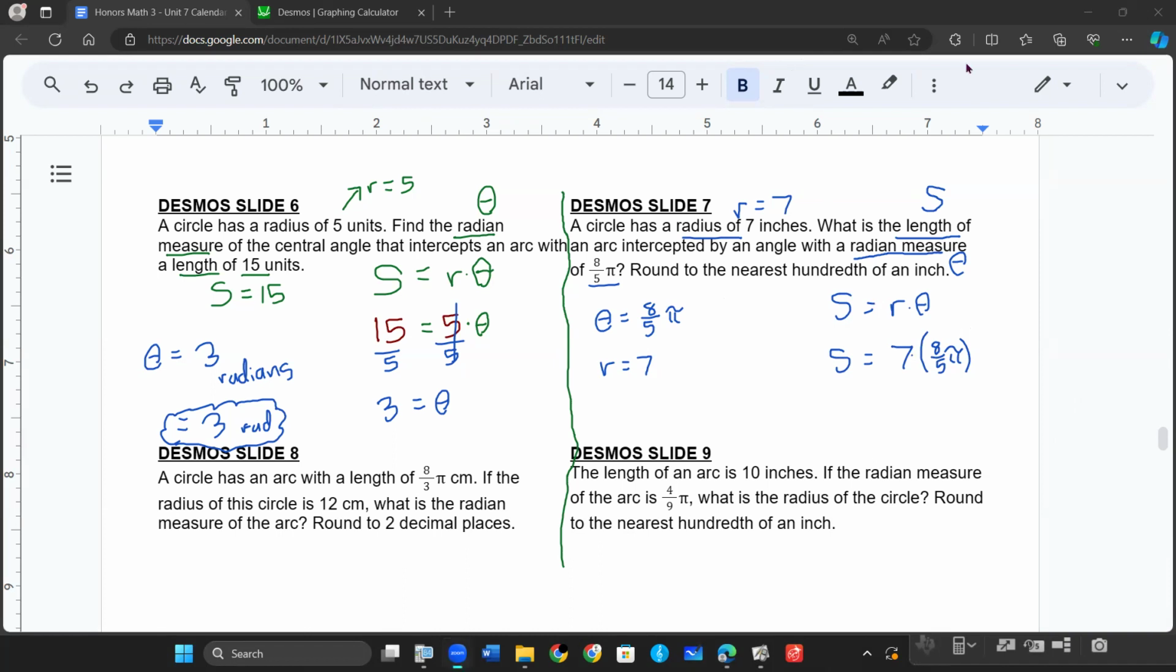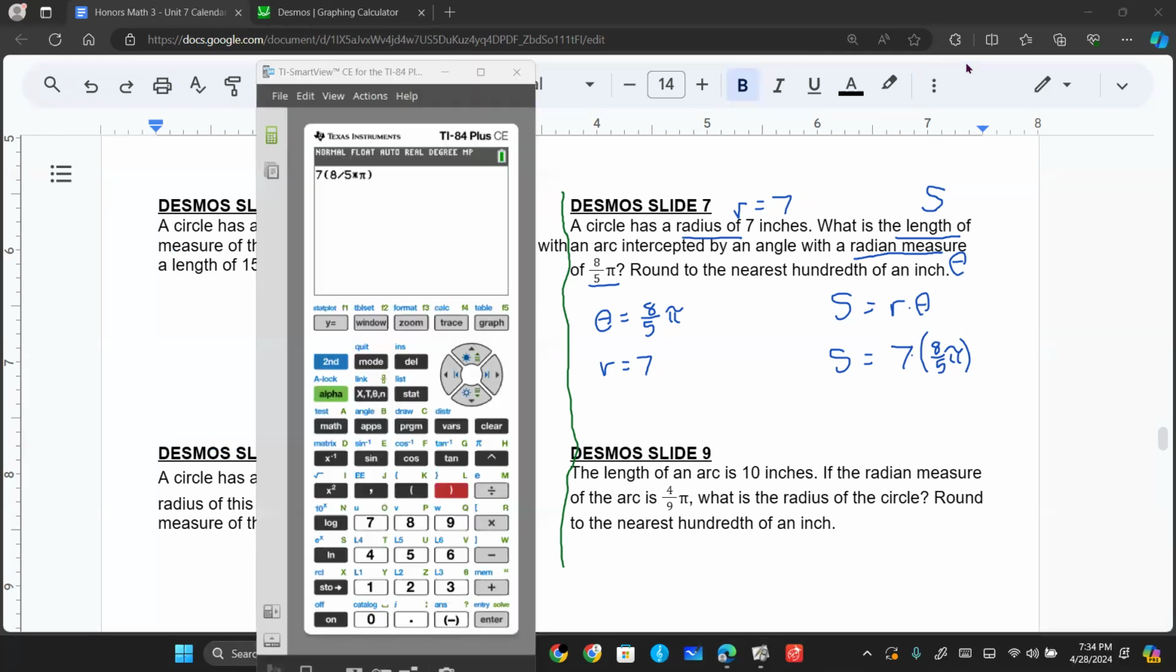Go ahead and use your calculator and plug those in and see what you get for a length. All right, in my graphing calculator, I would just do 7, parentheses 8/5 pi. Now, when you type it like this, the 8 divided by 5 does represent 8/5. If that kind of worries you how you type it, you can use your fraction menu. So this would be 7 multiplied by, and then I could go to alpha y equals and do n/d, and then just put the pi next to it.